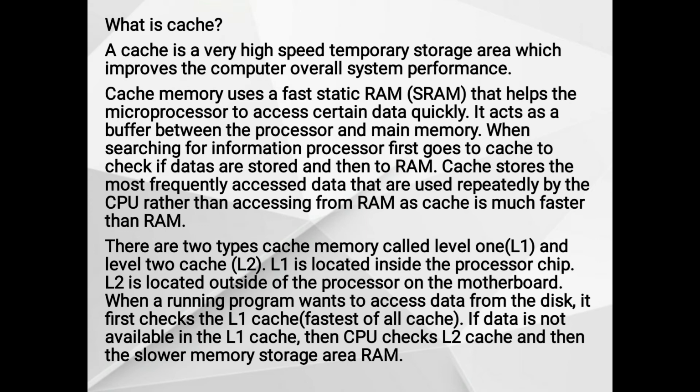So keep in mind that cache memory is a very high speed storage area, and the data which is frequently used will be stored in that cache memory, so that the processor does not go back to the RAM to and fro again and again.